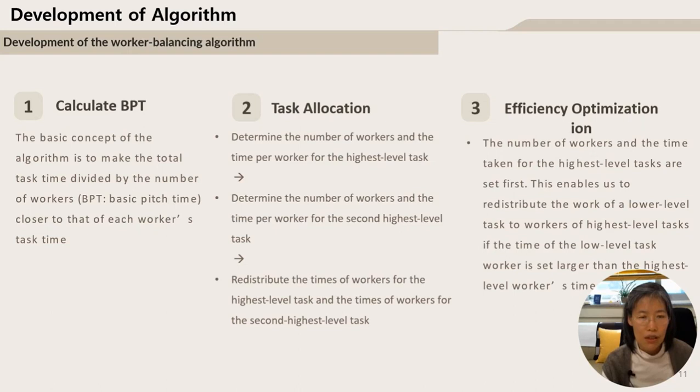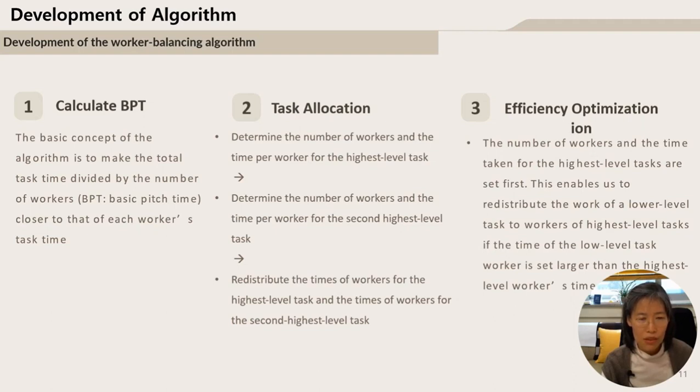First, calculate the BPT, then determine the number of workers and the time per worker for the highest level task. Then determine the number of workers and the time per worker for the second highest level task. Then redistribute the time of the worker for the highest level task and the time of the worker for the second highest level task. In the algorithm, when allocating tasks to workers, the number of workers and the time taken for the highest level tasks are set first.